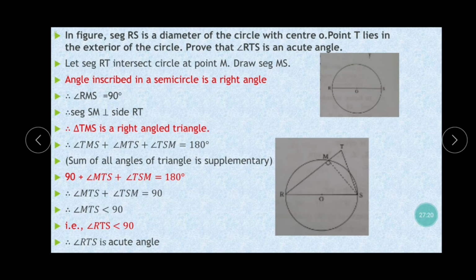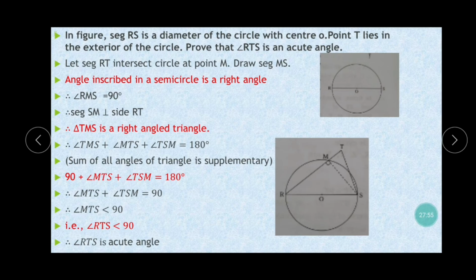Now the sum of all the angles, angle TMS plus angle MTS plus angle TSM, is equal to 180 degrees. Sum of all angles of a triangle is supplementary. Substituting the value of angle TMS, it is 90 plus angle MTS plus angle TSM equal to 180 degrees. Therefore, the measure of angle MTS plus angle TSM equals 90. Now, as the sum is equal to 90, ultimately one angle will be smaller than 90.